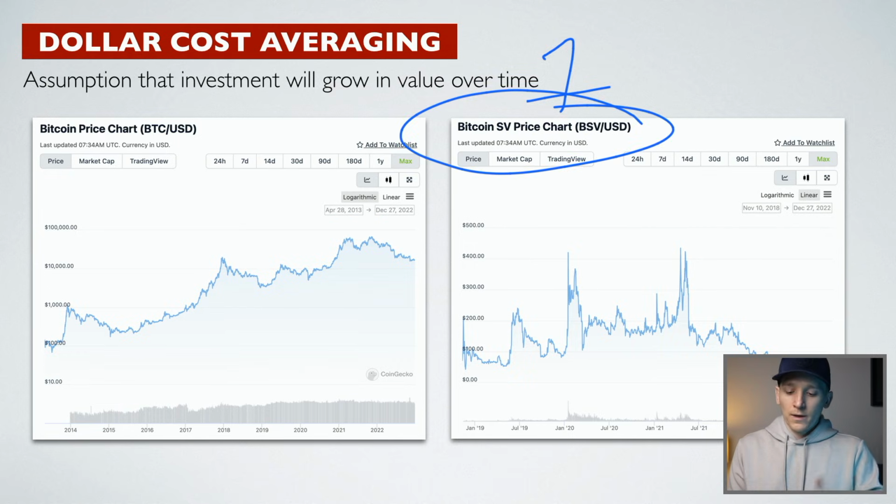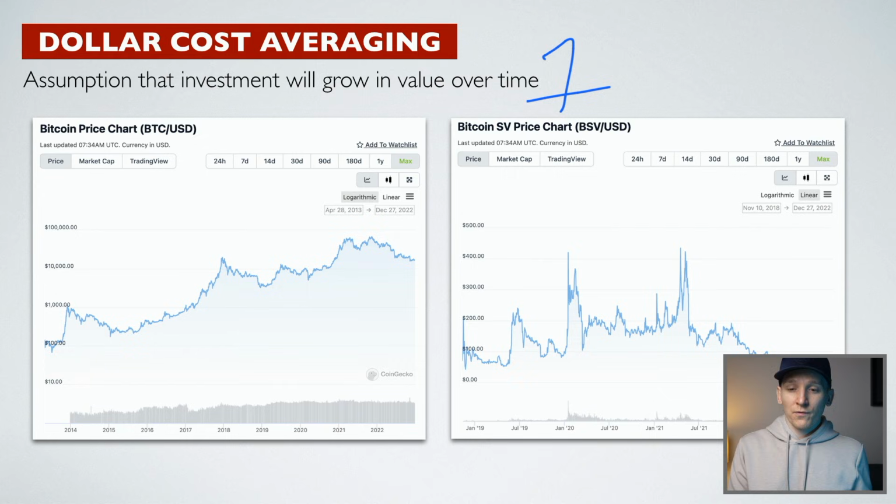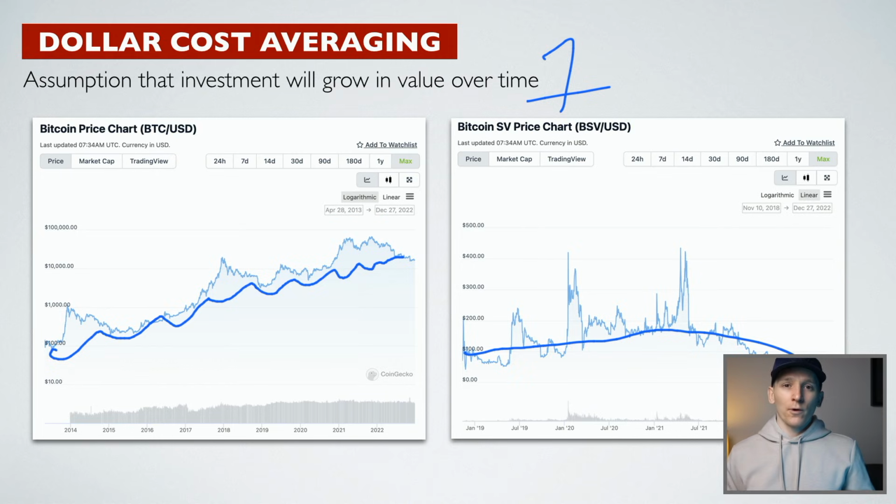I've just got an example here, Bitcoin Satoshi's Vision, over the max amount of time, which is the last 3 or 4 years, the thing has actually gone down in value. Now, if we look at Bitcoin, which is like a market index, and the market index usually rises over time, you can see that dollar cost averaging has, for the most part, been going into rising prices over the long term. So is dollar cost averaging actually the best method in this case?